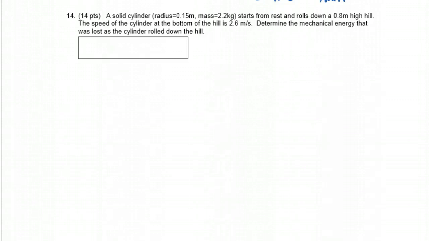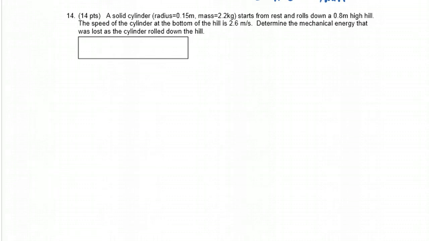A solid cylinder, given radius and mass, starting from rest and rolling down an 8/10 of a meter high hill. Given the speed at the bottom of the hill, we want to find the mechanical energy lost.